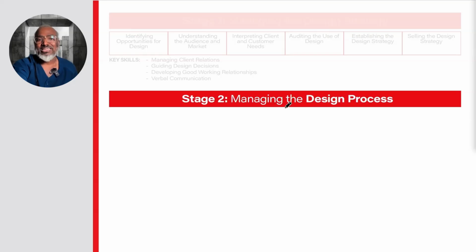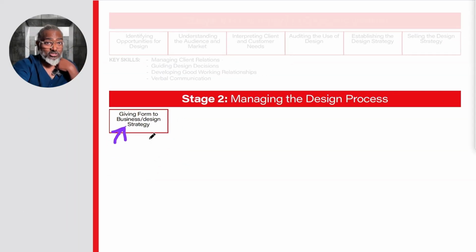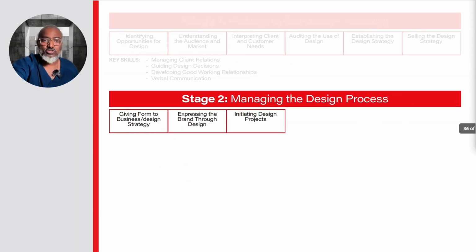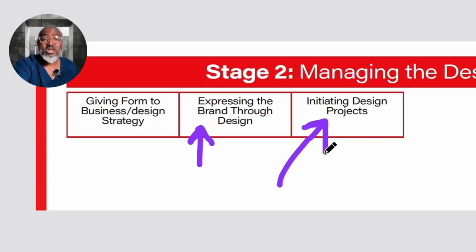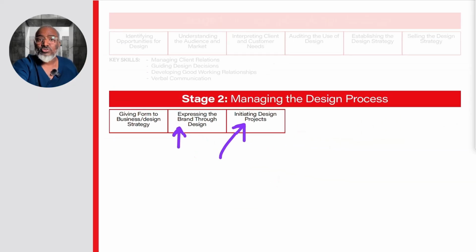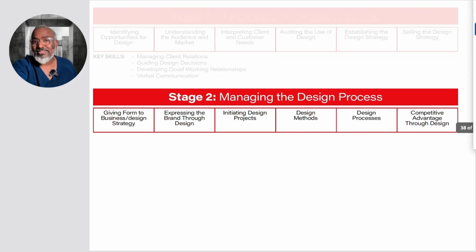Now let's move to the second stage, design process. In this, what are the activities you would be performing on a daily basis? One is giving form to a business and design strategy. So once you understand the strategy, now you start applying processes so that you can make it a tangible solution. Express brand through design. You need to be good at expressing your vision and mission through the brand, through brand processes and strategies. And initiating design projects, you need to apply design methods and processes so that it gets implemented.